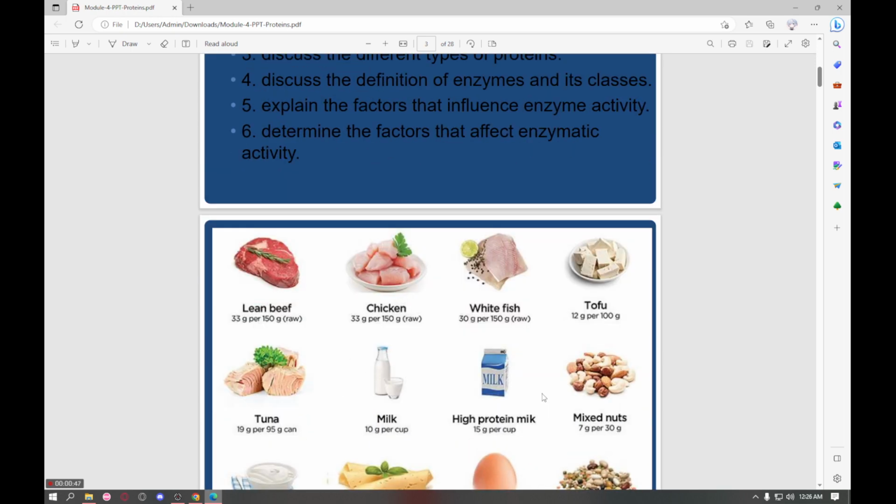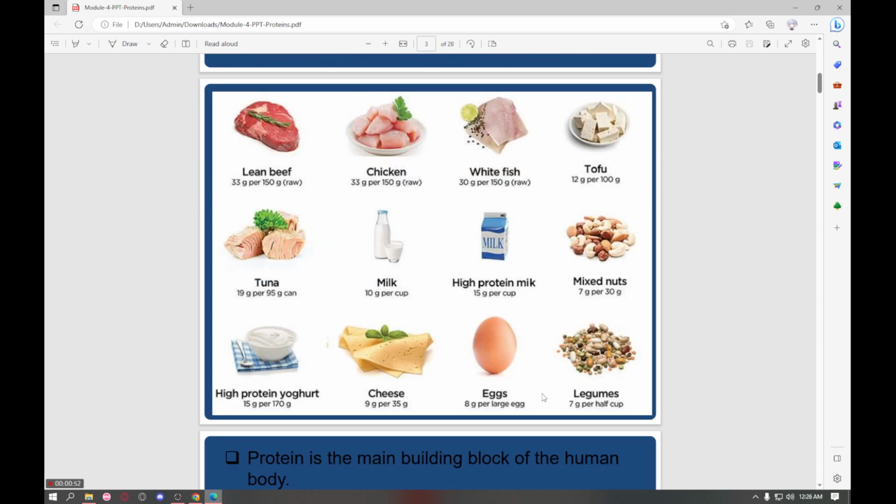These are the foods that we are eating, which are made up of proteins. Even your milk, there is a presence of protein here. Your beef, your chicken, that came from the meat, which are considered rich in protein. Aside from that, we also have the legumes and the egg. There is a part of your egg which is made up of protein.